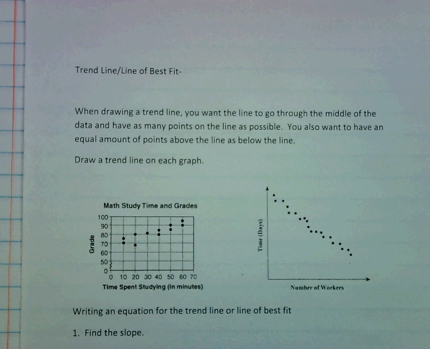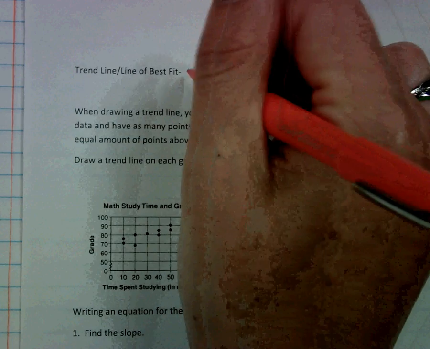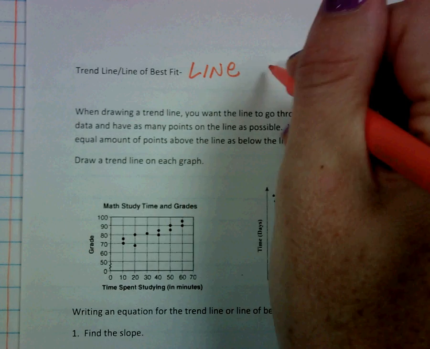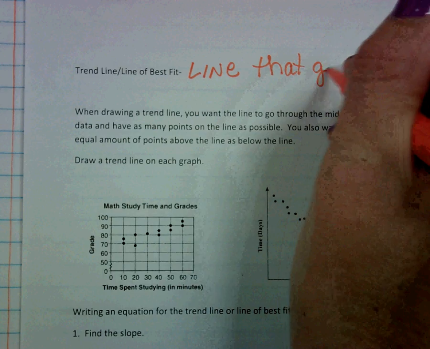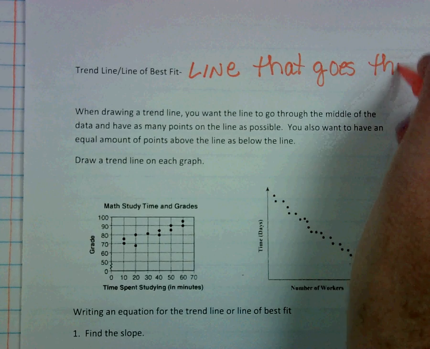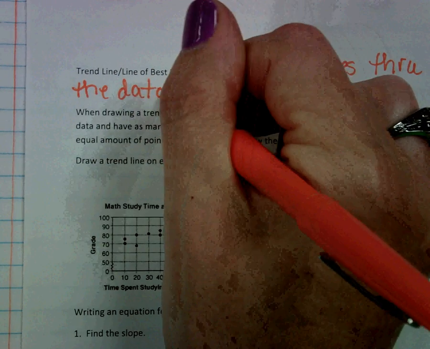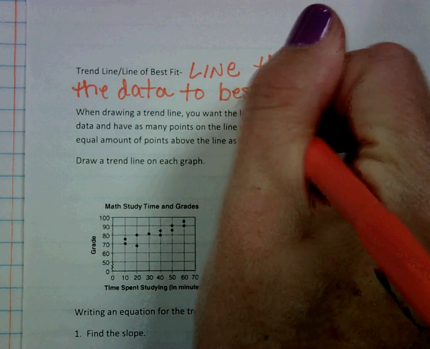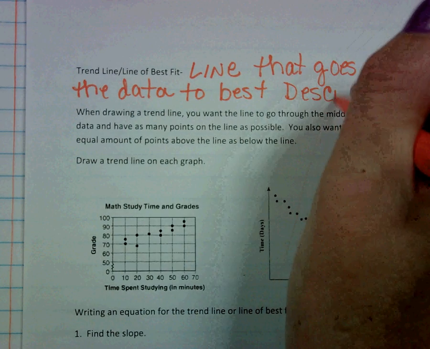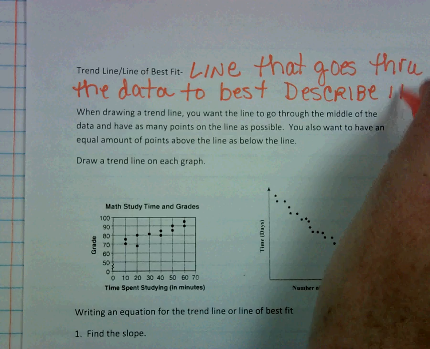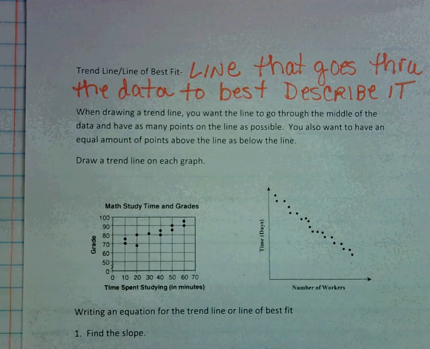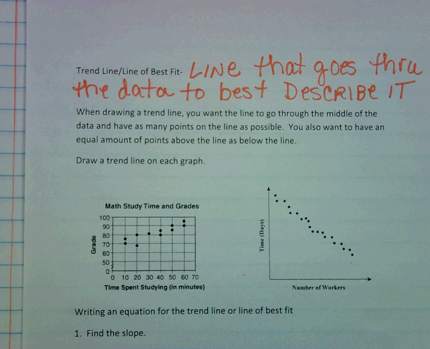I have some notes here. First of all, let's talk about what a trend line is, or a line of best fit. It's simply a line that goes through the data to best describe it. It's a line that we use to make predictions about the data. Just like we're making conclusions, not everything will fit right on the line, but everything's pretty close to it. It's kind of like making assumptions about things.